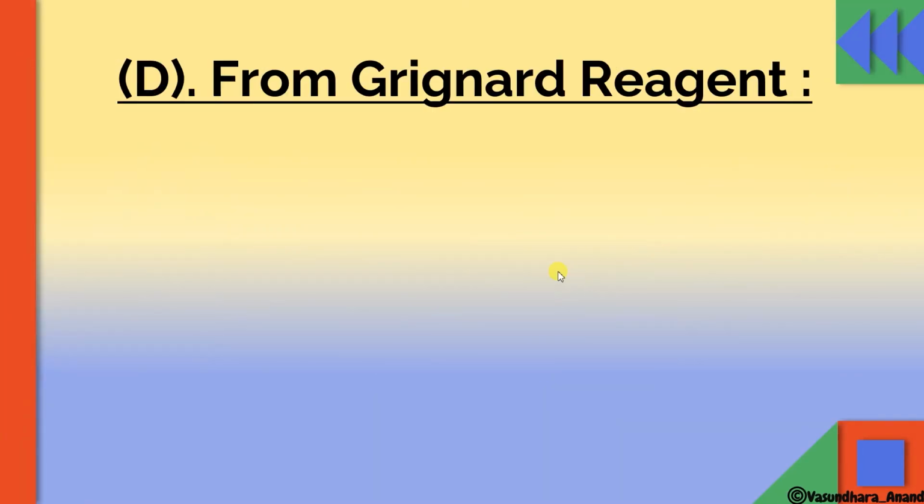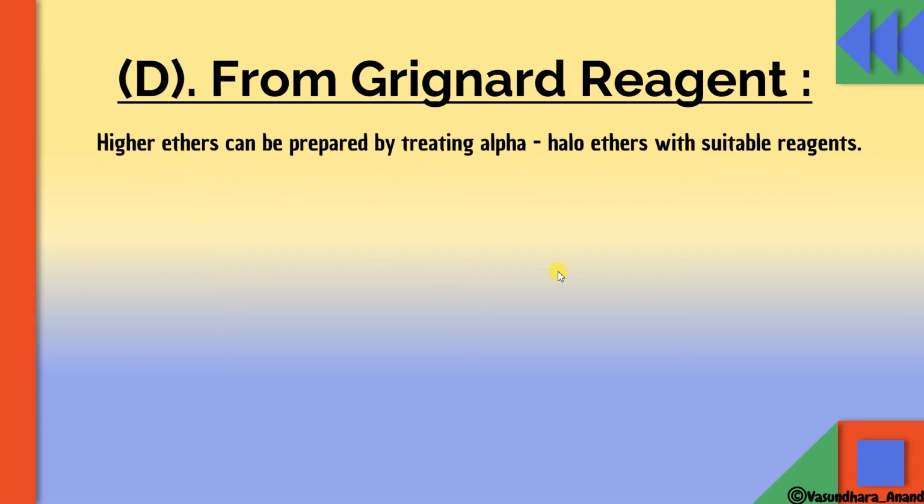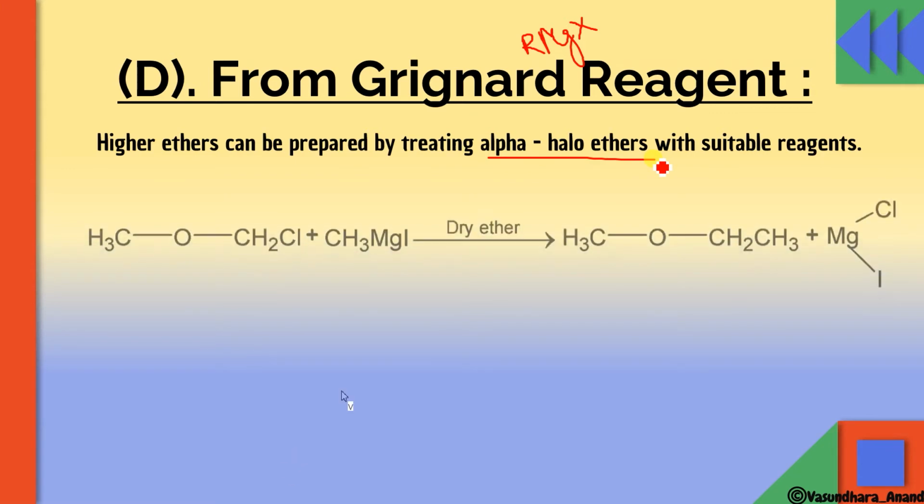From Grignard reagent. Grignard reagent, we know, is RMgX. So the R can be alkyl or aryl, then magnesium, and then halogen, most probably bromine. Higher ethers can be prepared by treating alpha halo ethers with a suitable reagent. What are alpha halo ethers? Just go through this.